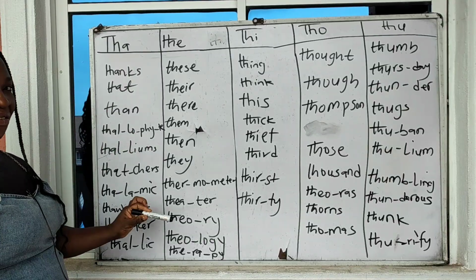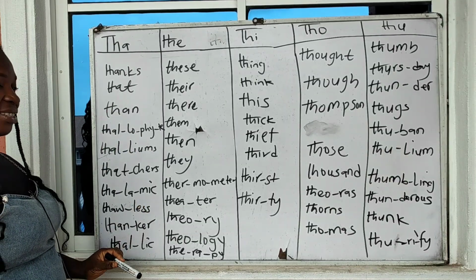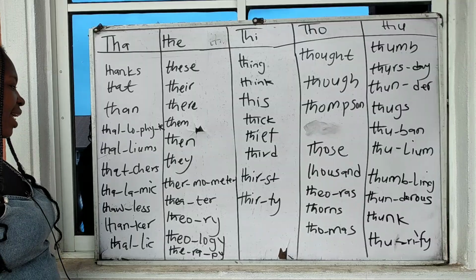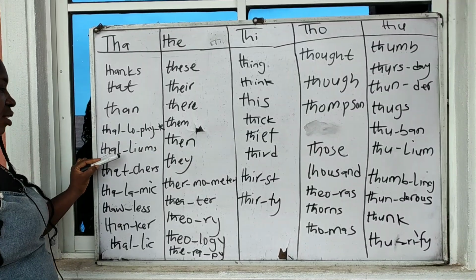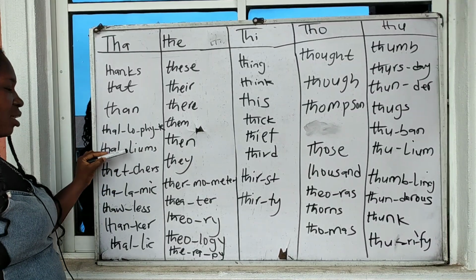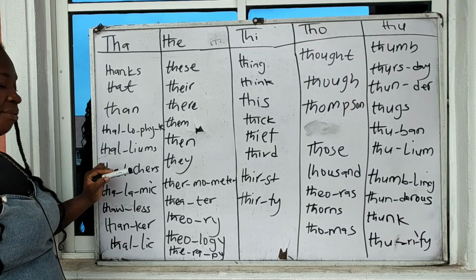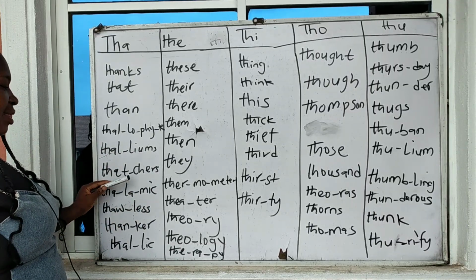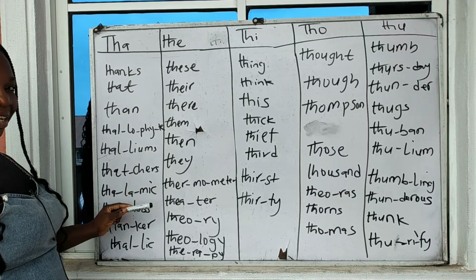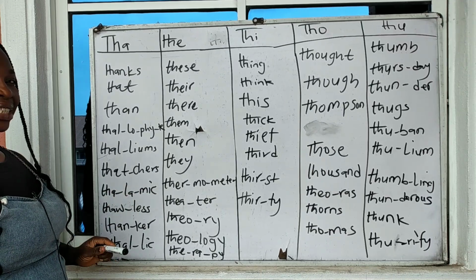Now we have terrified. You can see that it is sounding te for this word. Again, we have tellumions. You can see it is sounding te. And we have touchers. It is equally sounding te.